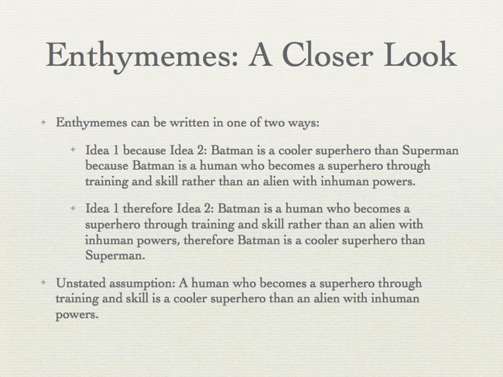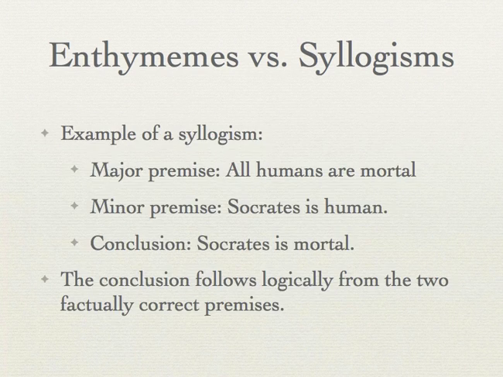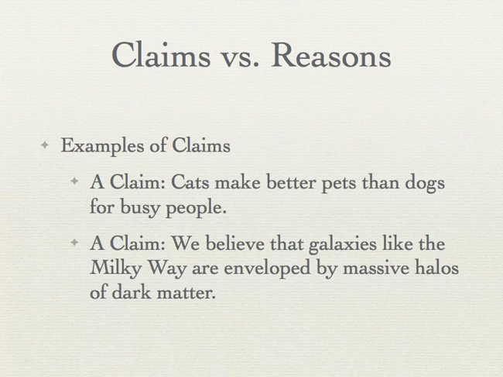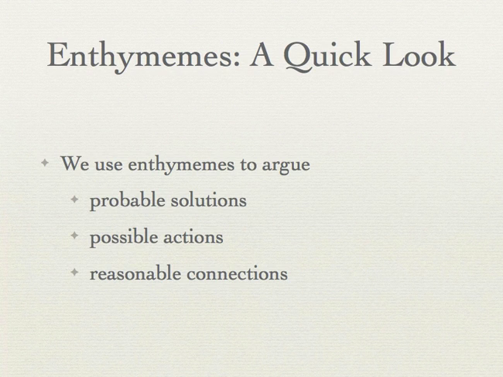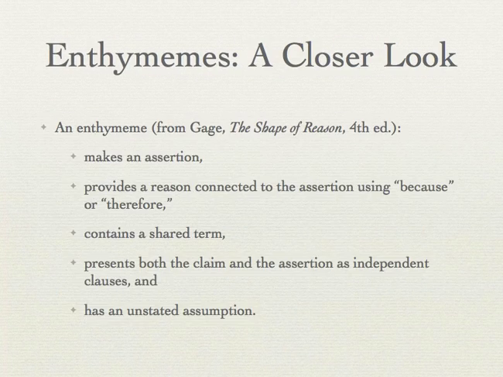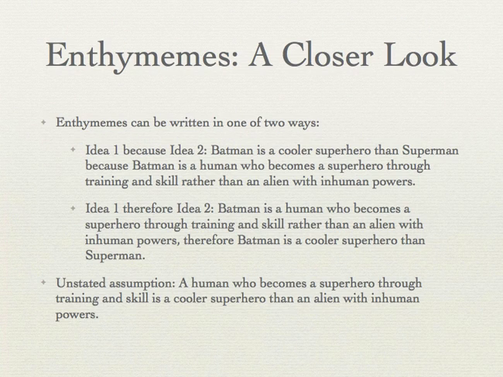Now, of course, one of the things we had mentioned is that enthymemes deal with contingent issues. If we come back here, enthymemes are used to argue probable solutions, possible actions, and reasonable connections. So what we've got here is an argument that Batman is a cooler superhero than Superman. This is something we can debate. This is not a factual claim in the way that the idea that it is raining outside today is a factual claim.